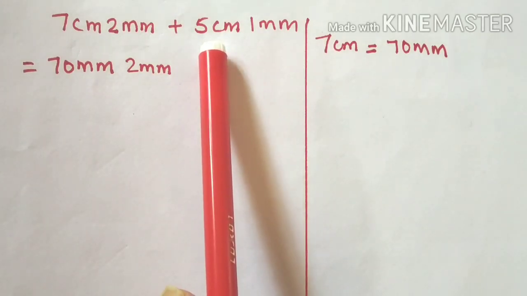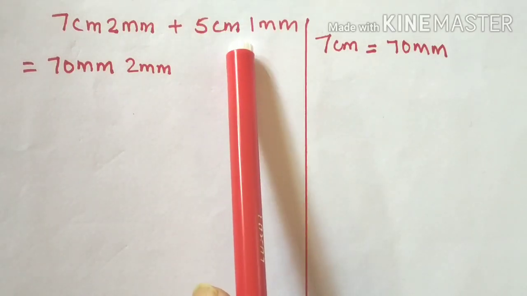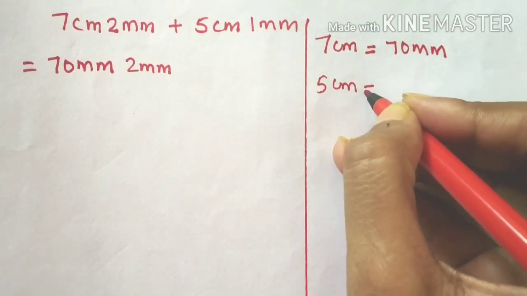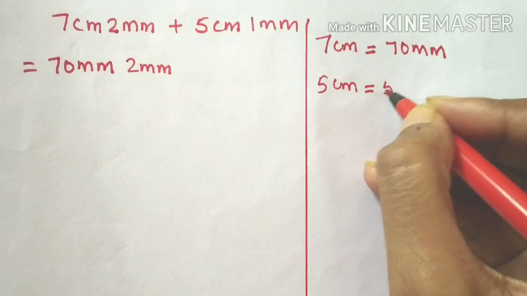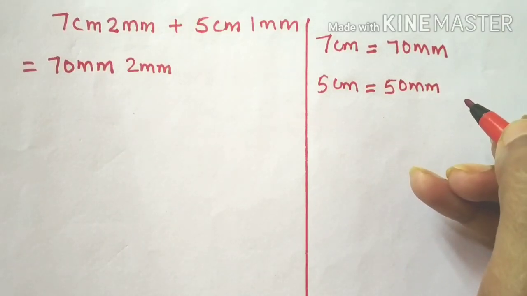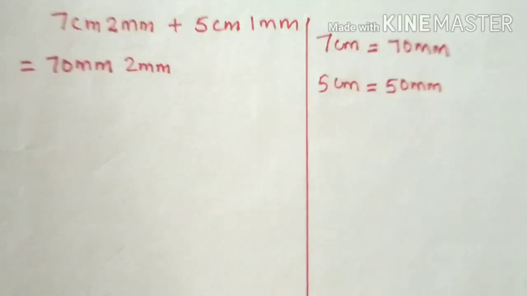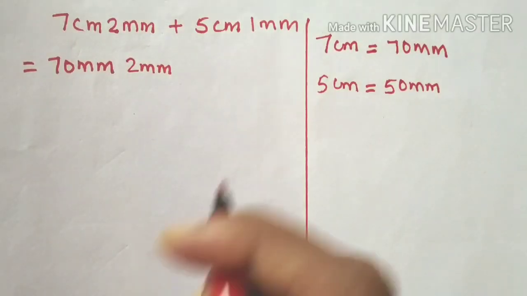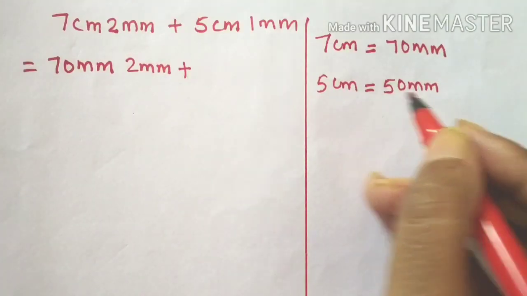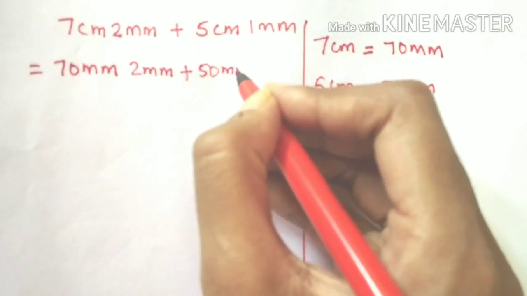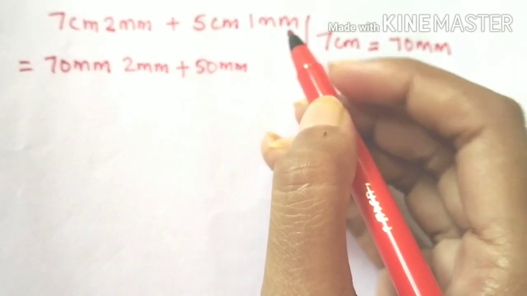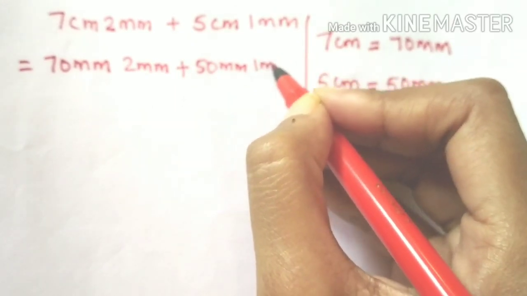Now we will express 5 centimeters as millimeters. So 5 centimeters will be equal to 50 millimeters because 1 centimeter is equal to 10 millimeters. Now in place of 5 centimeters, we can write 50 millimeters. And 1 is already in millimeters, so it will remain the same.